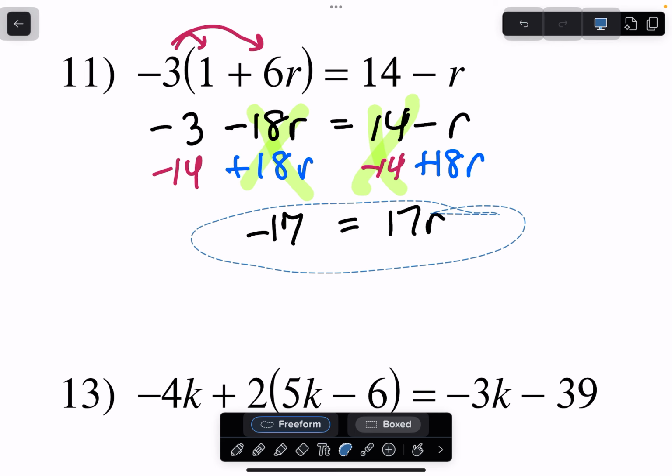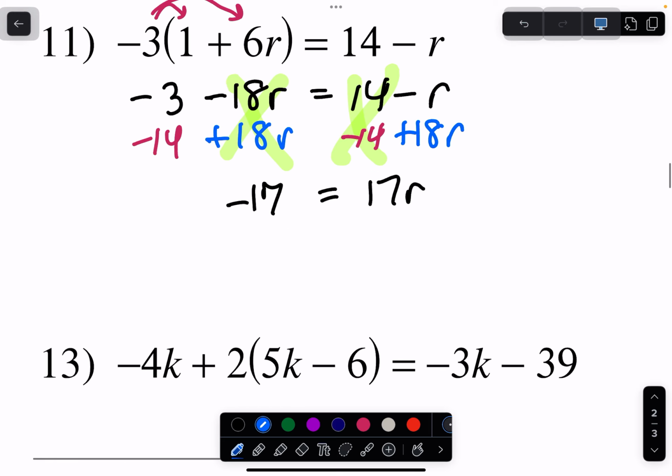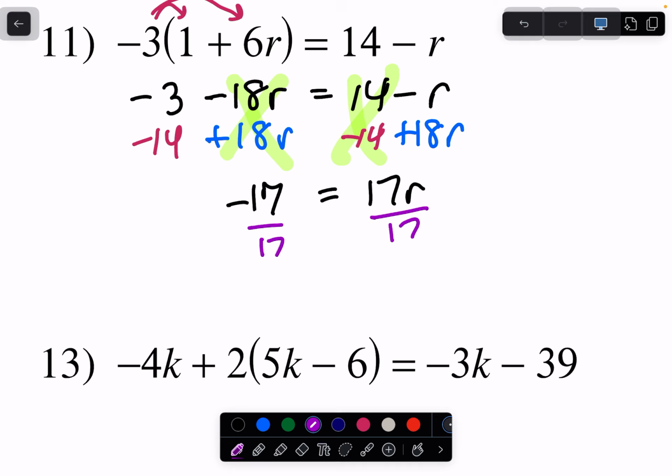So now, the 17 is a coefficient, so we can just divide it off. So let's divide off the 17. A negative divided by a positive is a negative. 17 divided by 17 is 1.